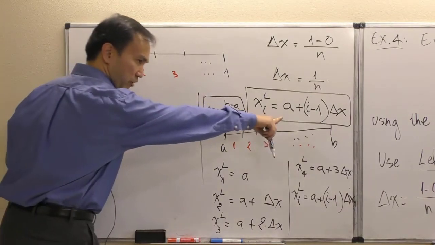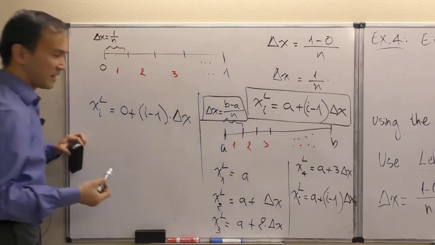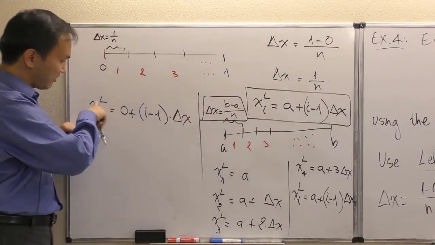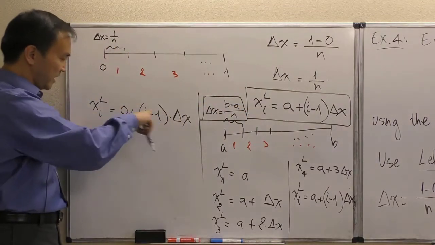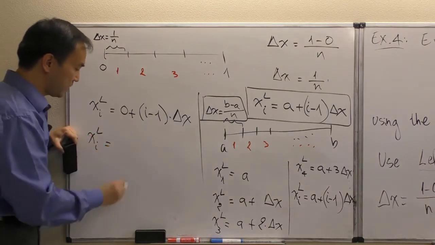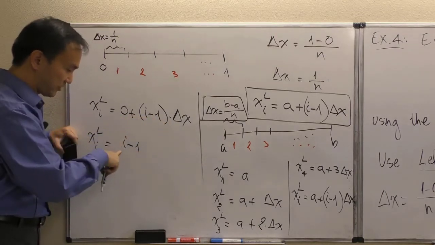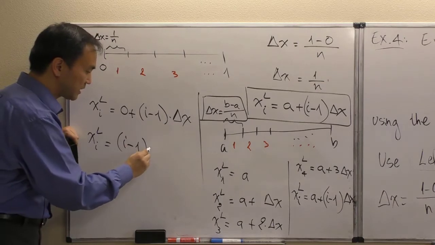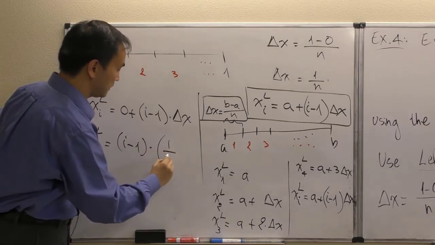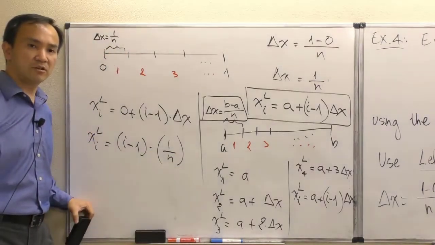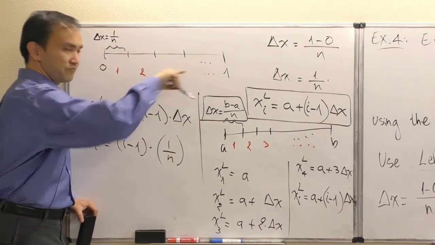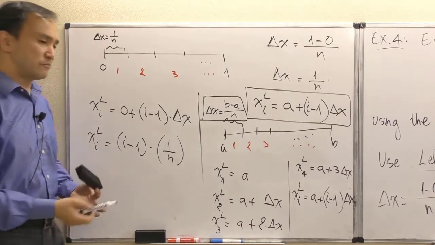We got a general regulation of how to generalize the left endpoint at any ith interval. And so now in our particular problem, when we reach any of our ith interval, the left endpoint is going to be i minus 1, because 0 plus anything is just that quantity itself, i minus 1 times delta x. But our delta x in this specific problem is going to be 1 over n. That's our general regulation for this particular problem where our integration limits go from 0 to 1.